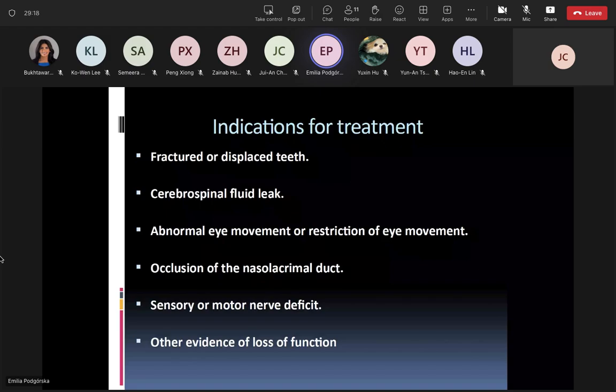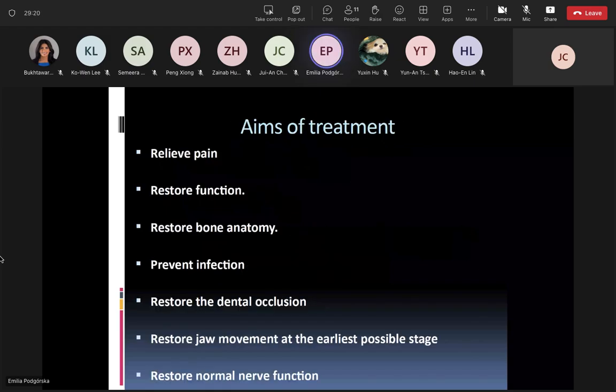Aims of treatment: the first, relieve pain, restore function, restore bone anatomy, prevent infection, restore the dental occlusion, restore jaw movement at the earliest possible stage, restore normal nerve function.